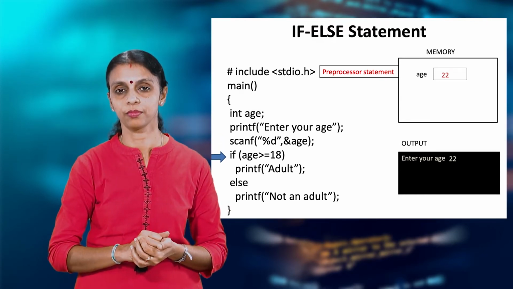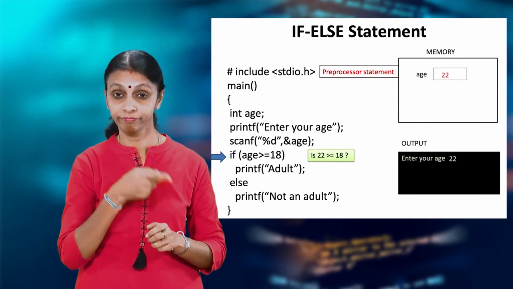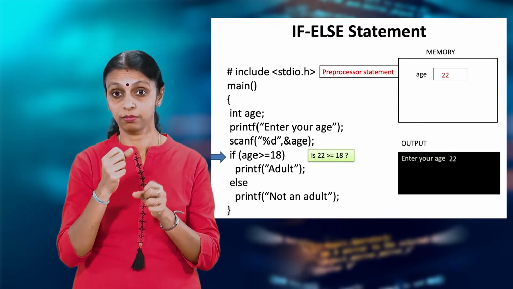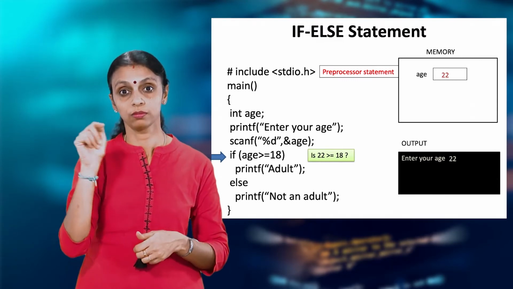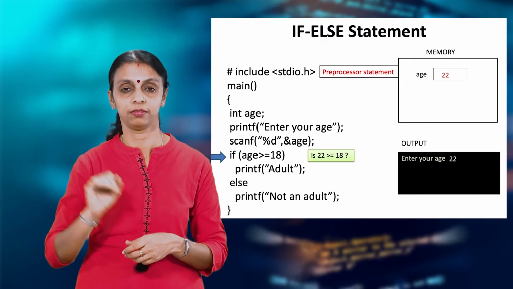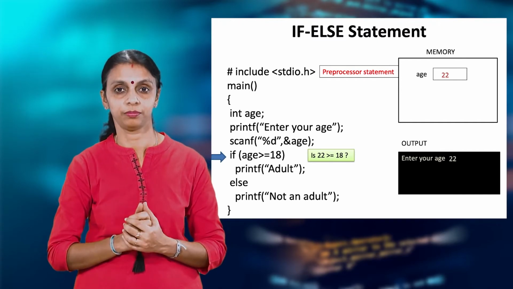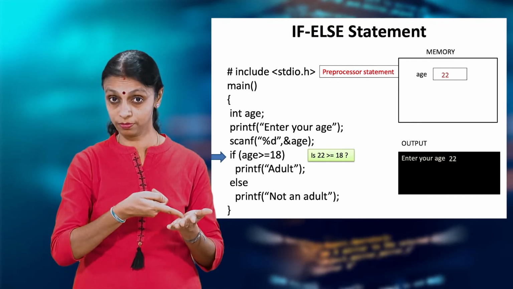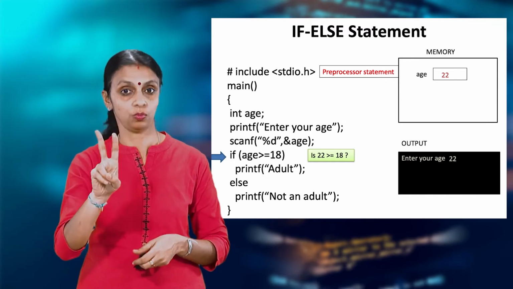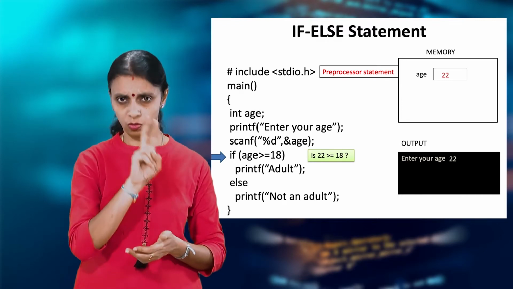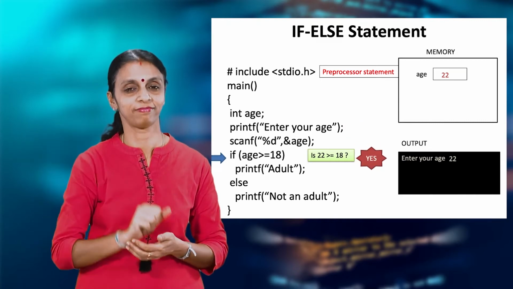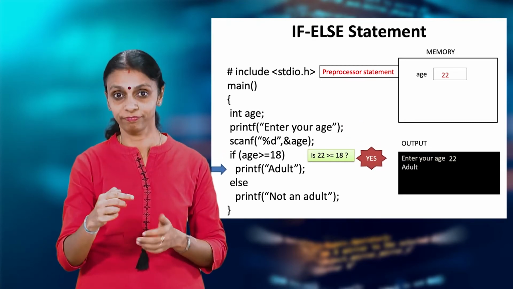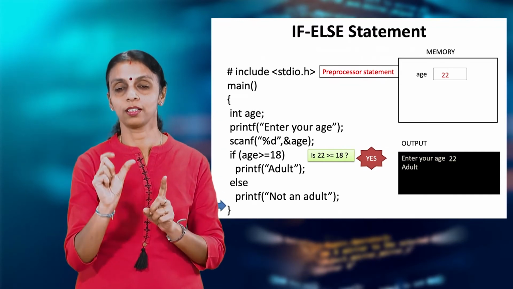Now, if statement checks whether the age variable contains a value that is greater than or equal to 18. Age has the value 22 in it. Is 22 greater than or equal to 18? Yes. So, it executes next statement and prints adult.